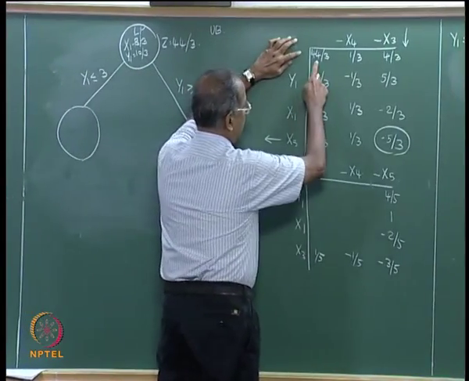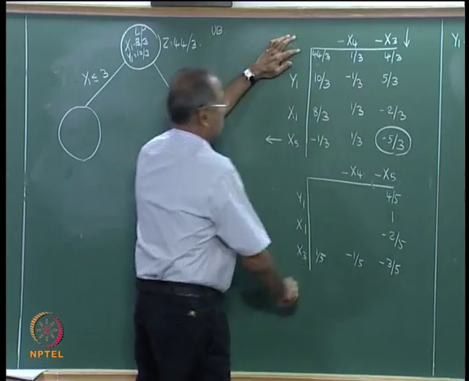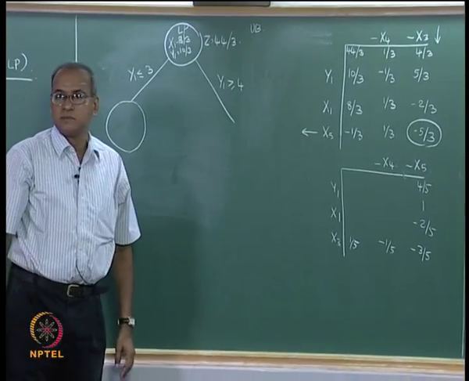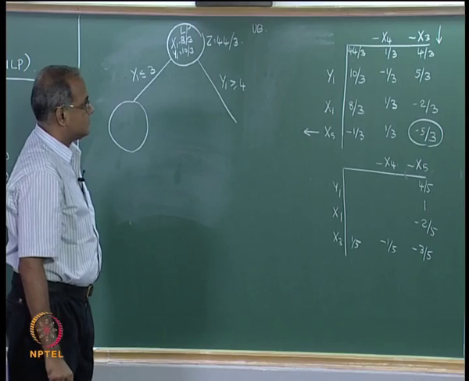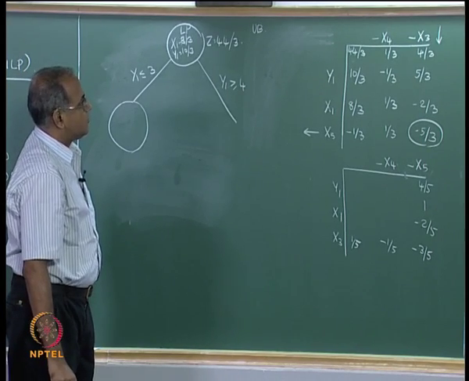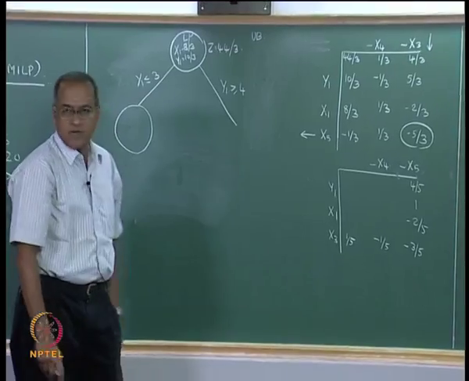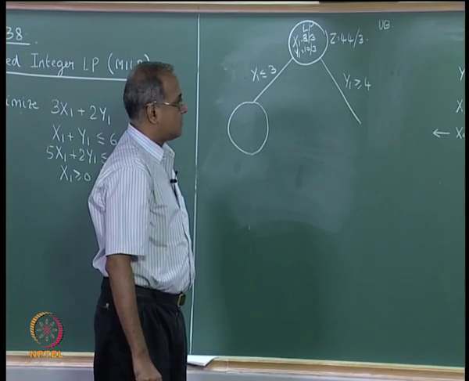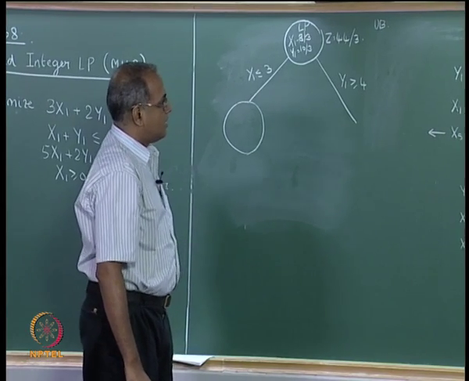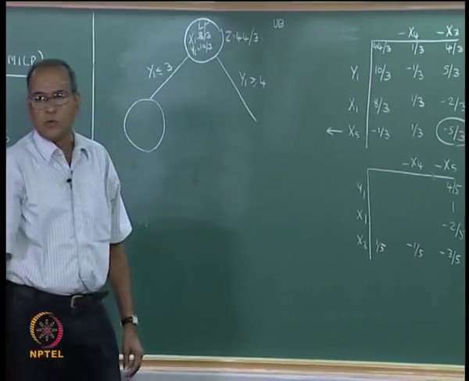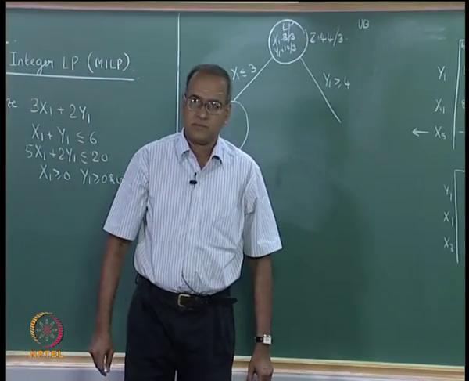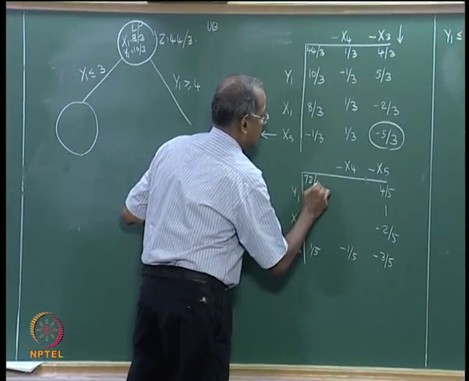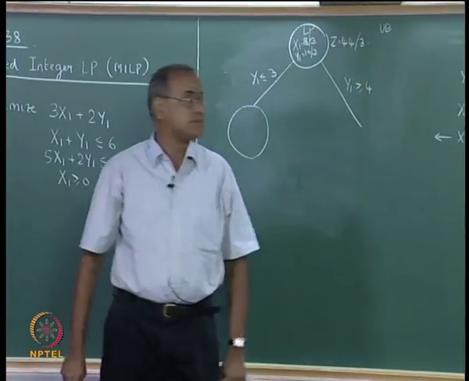Now, this value will be 44 by 3 minus 4 by 3 into 1 by 5. So, 44 by 3 minus 4 by 15. So, 220 minus 4, 216 by 15, which is 72 by 5. So, that is the value here.